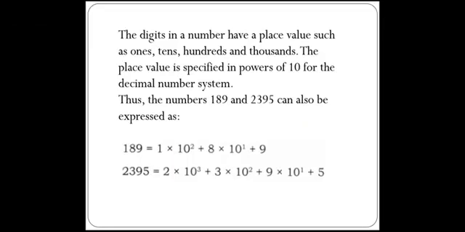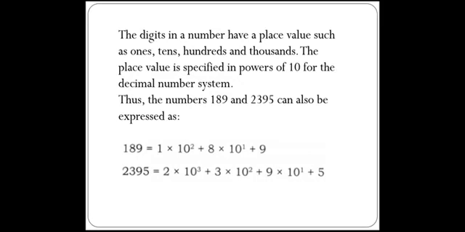We actually use the decimal number system in our daily life. The digits in a number have place values such as ones, tens, hundreds, thousands. We actually express our numbers in the form of the decimal number system. For example, 189 can be written as 100 plus 80 plus 9, where 100 can be written as 10 squared, 80 as 8 into 10, and 9 we can write as 9 times 10 to the power 0.